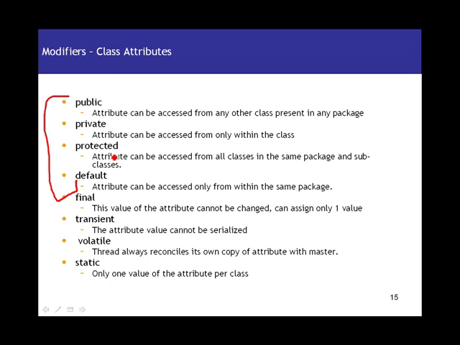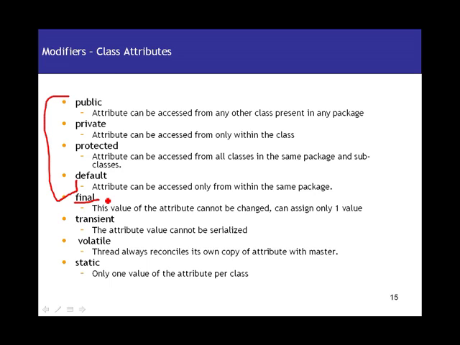Now coming to attributes, when I apply the final modifier to an attribute, it means that I cannot change the value of the instance variable. I can assign the value only once and I can't change it again. So if I say int i = 10, in some later part of the program I cannot reassign the value of i to 20 or something else, because that is not allowed when I apply the final modifier to the class attribute.